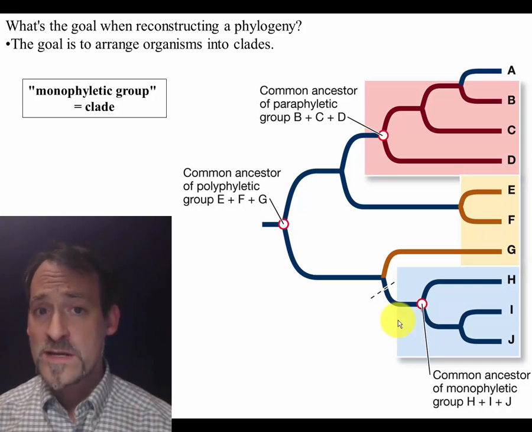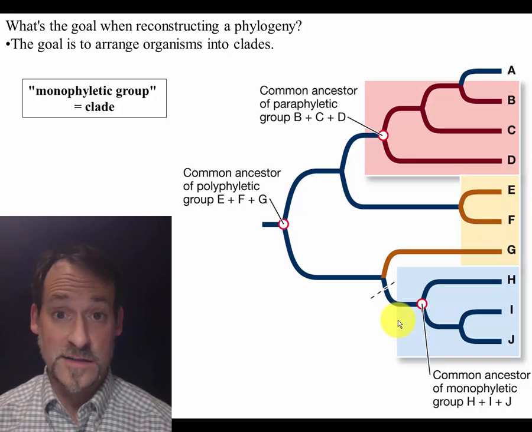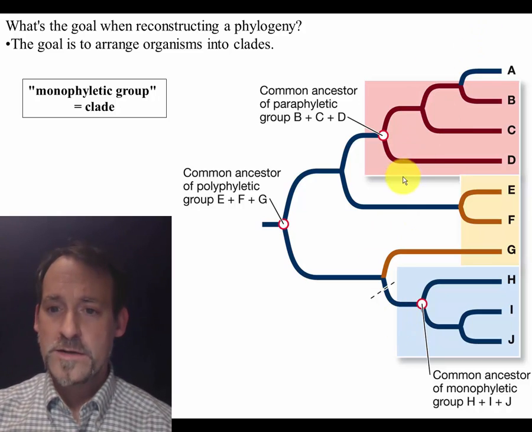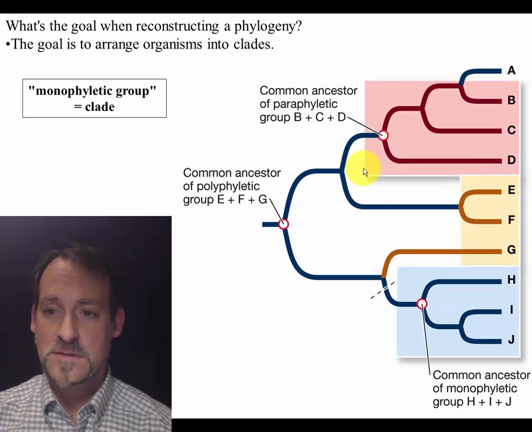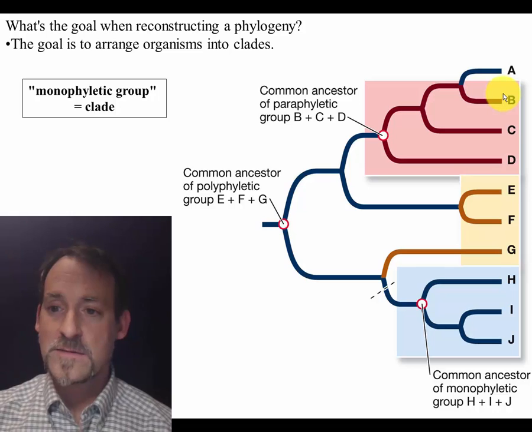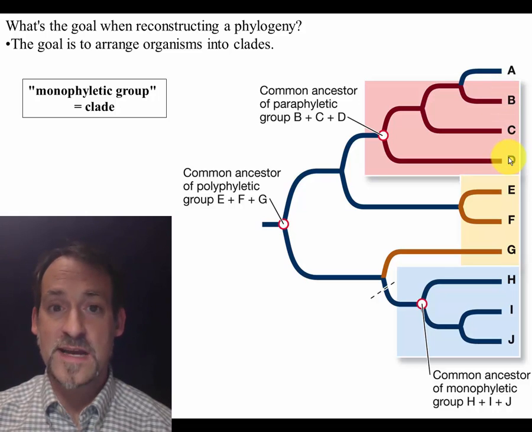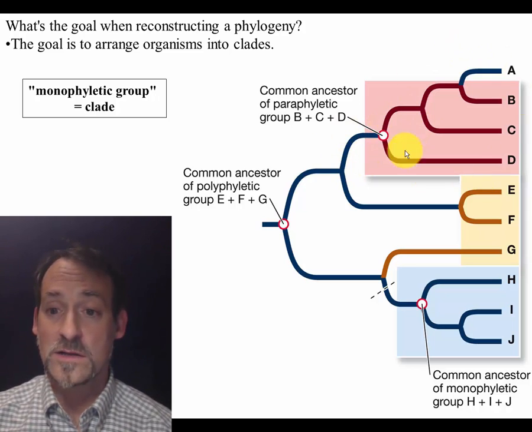There are a couple of ways to make groups that are not clades. Here's one. You take an ancestor and some of its descendants. The only way to get B and C and D in a group together without A, though, is to cut here and here. Okay, so you can't do that with a single cut. That means that it's not a clade. It's not an ancestor and all of its descendants.